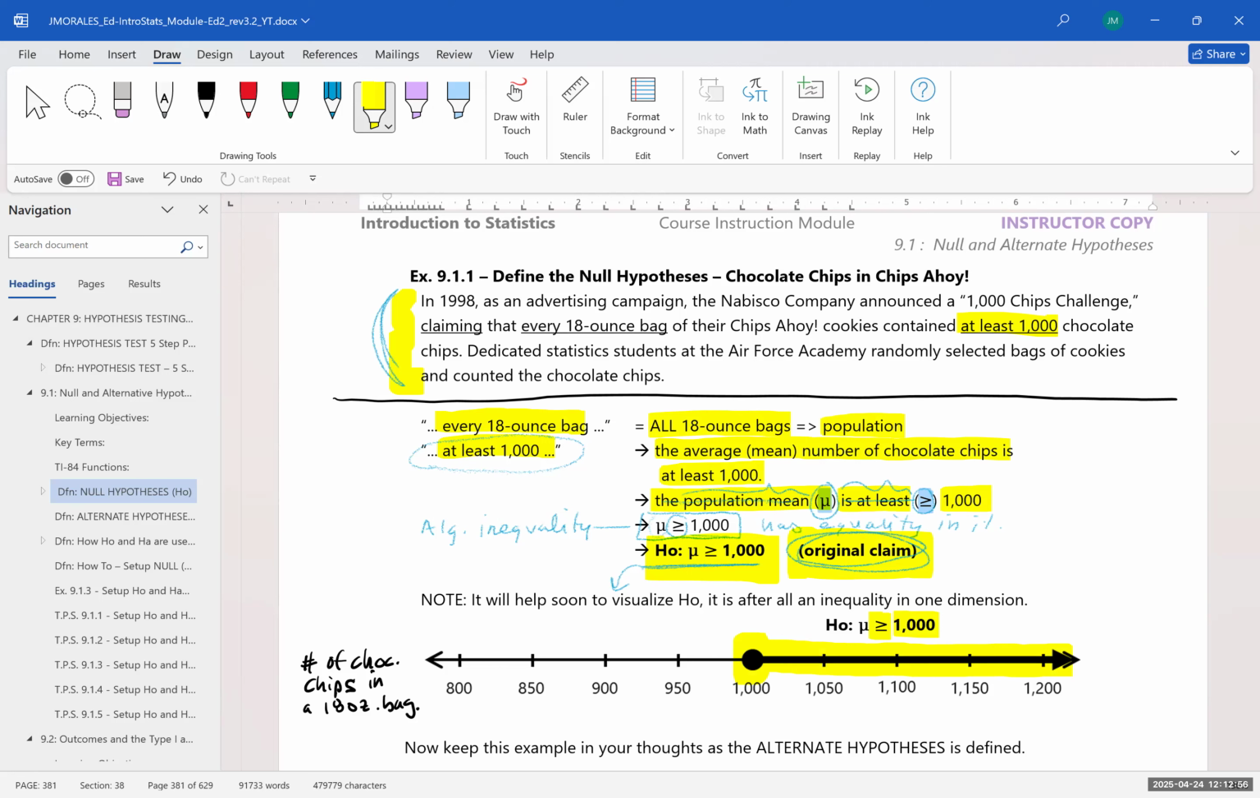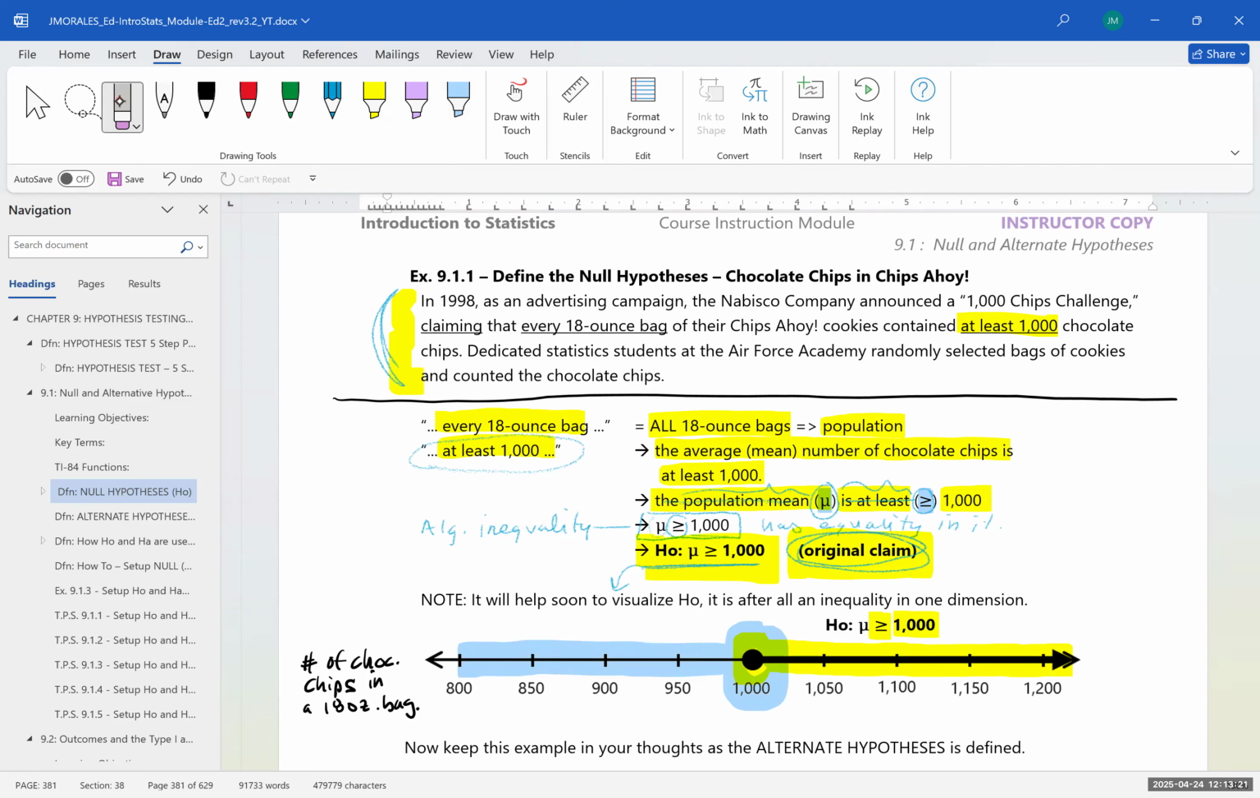And because this is the null hypothesis, we're going to say it's not going to be out of the ordinary for there to be 1,000 or more chocolate chips in a bag of cookies. That's going to be normal. That's not going to be unusual. What would be unusual is that we have less than 1,000.